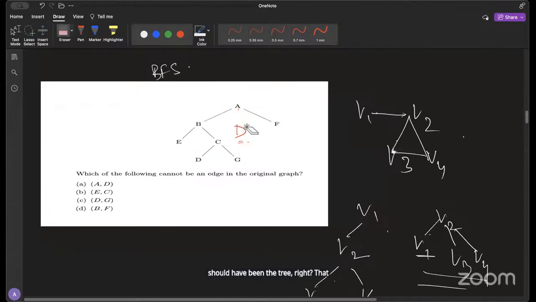But that's not the case. That means AD cannot be an edge. So this is not an edge. Then coming to EC, EC is this. Now this creates a cycle here, and trees do not have cycles. This is a cycle, right?